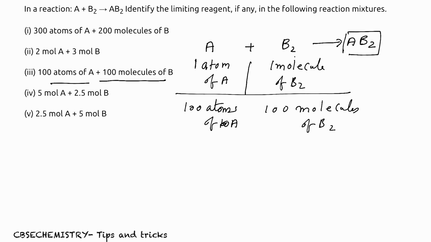Now check how much is there in the question. Same 100, right? Requirement is 100 and available is also 100. Correct. So 100 atoms of A react with 100 molecules of B2 completely. There will be no limiting reagent, no excess reagent, because the available number of molecules and required number of molecules are exactly the same. So no limiting reagent for question number 3.